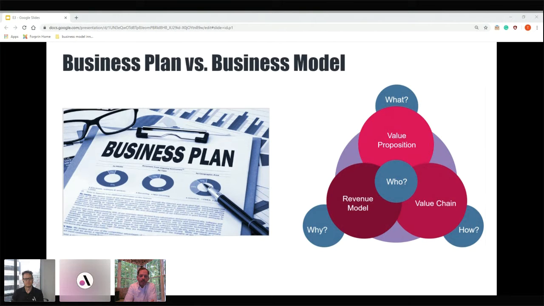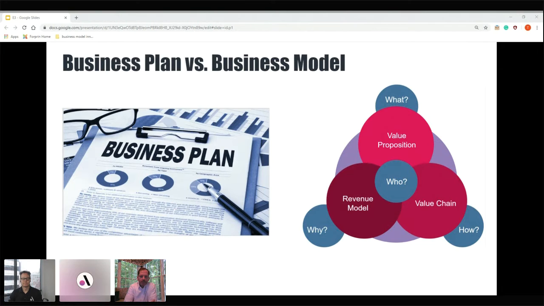A model is by definition an abstract representation of something in the real world, something tangible in the real world. And a business model is just that. It's an abstract representation of a real world business, only it's represented in somewhat of a cartoon manner on a piece of paper. On the other hand, you'll hear the term business plan a lot.